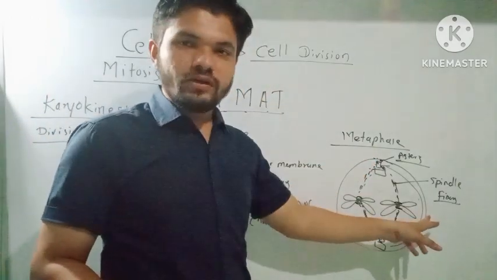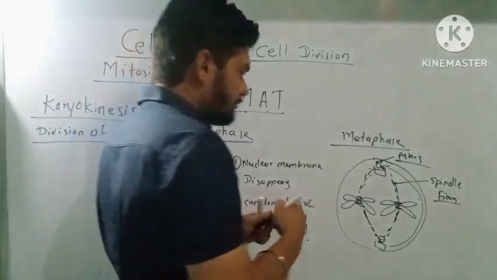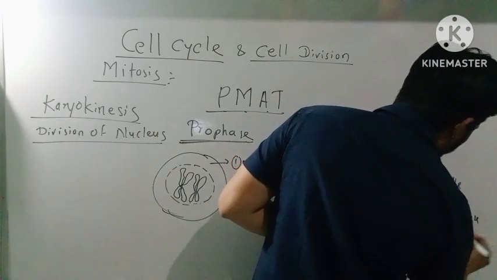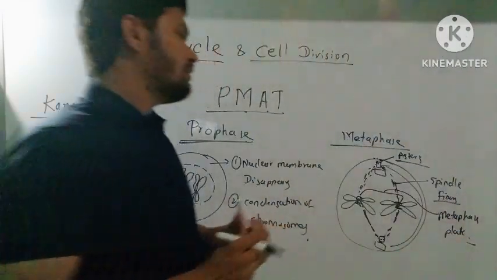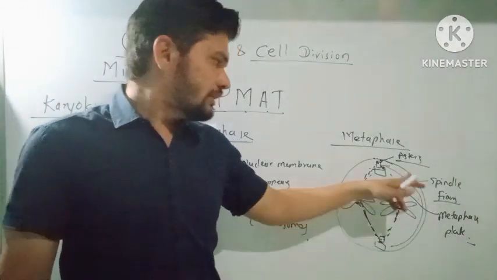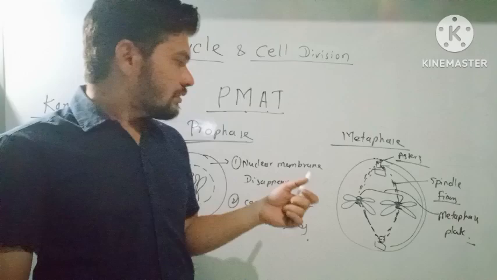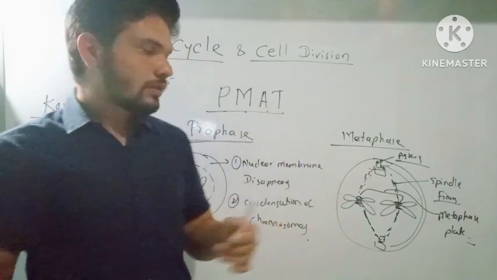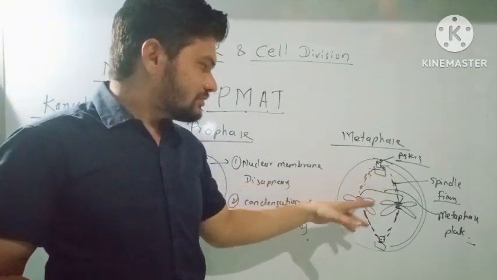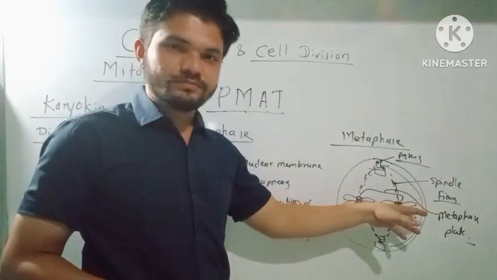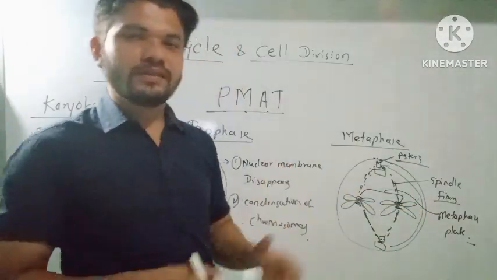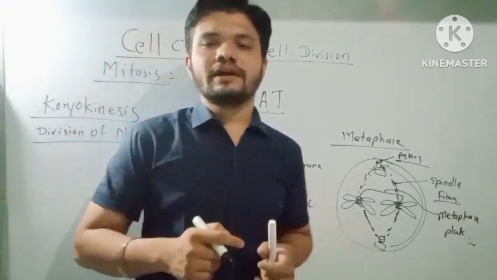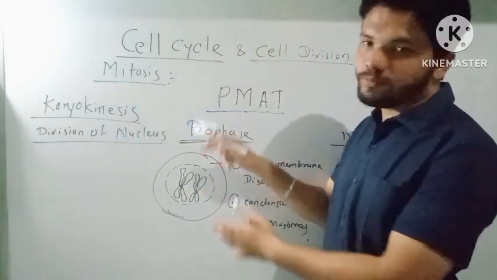The chromosomes are lying on the equator and forming the metaphase plate. This is known as the metaphase plate. The centrioles move to the opposite poles of the cell. They form the spindle apparatus, asters and spindle fibers, and they attach to the kinetochore of the centromere. Right? So now these sister chromatids are ready to split and get pulled to the opposite poles.